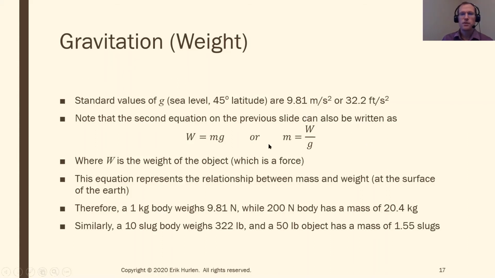So doing this as a couple examples, I have a 1 kilogram body multiplied by 9.81 gives me 9.81 newtons as a force. Similarly, if I have a 200 newton body, I can divide that by 9.81 and get a mass of 20.4 kilograms. Same thing for the US system. 10 slugs, that's mass. So mass times 32.2 gives me 322 pounds as a force. Similarly, 50 pounds, divide that by 32.2, gets me a mass of 1.55 slugs in this case.